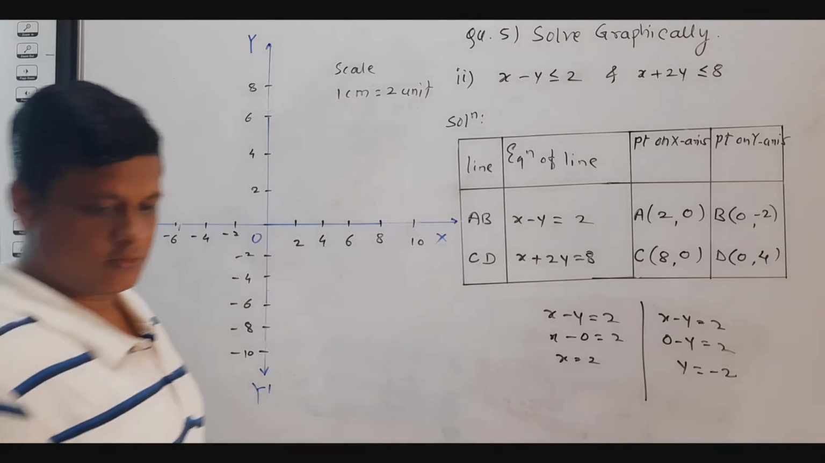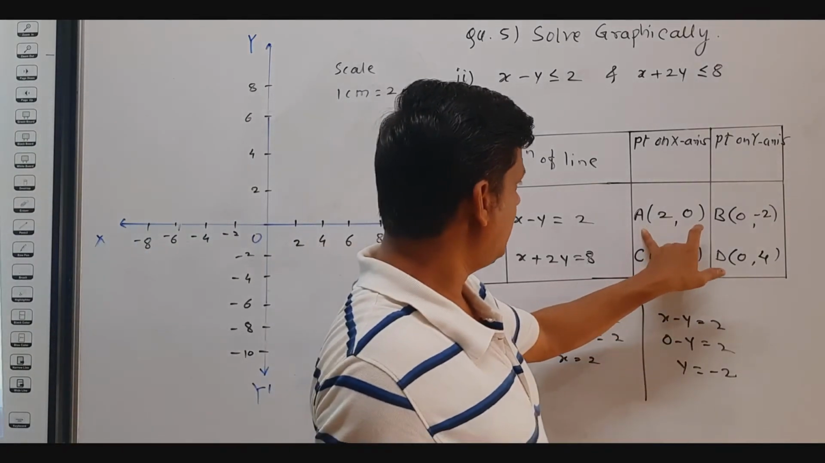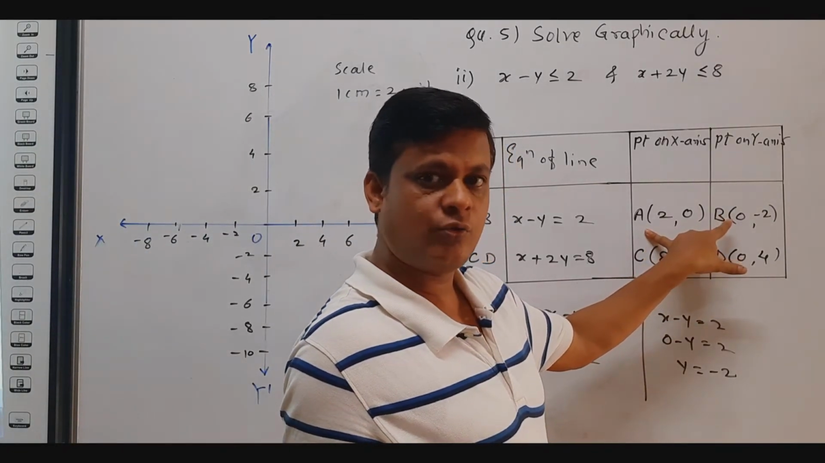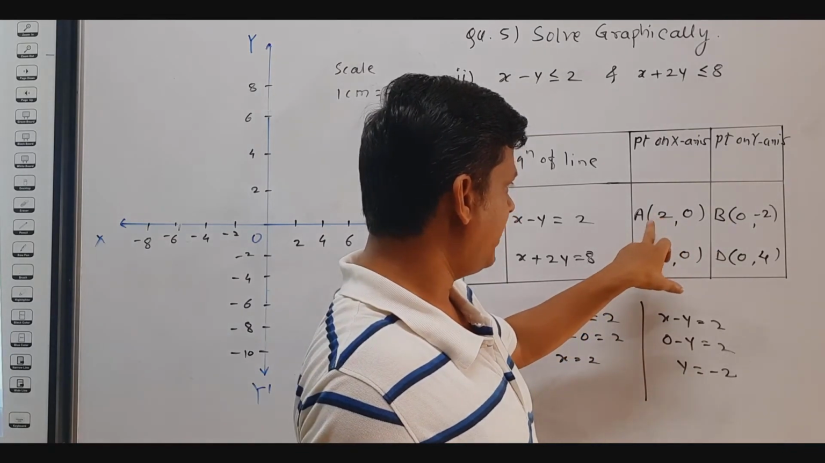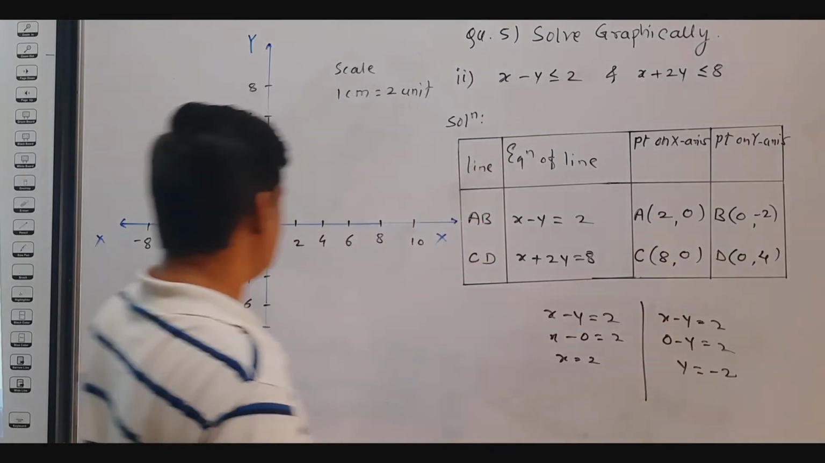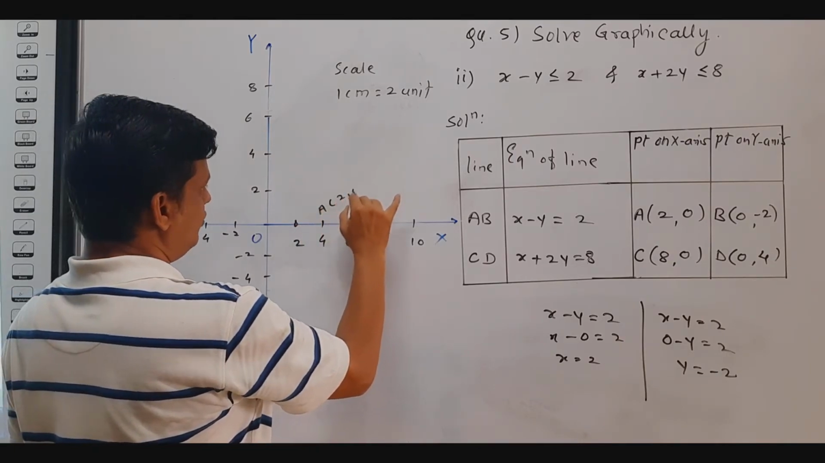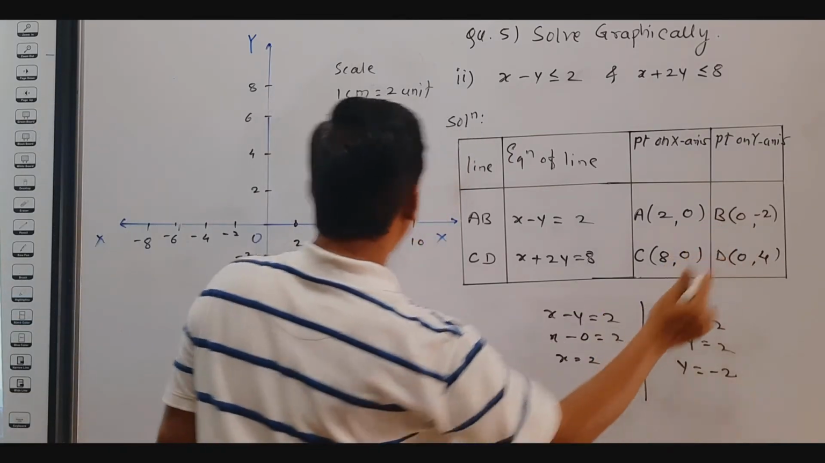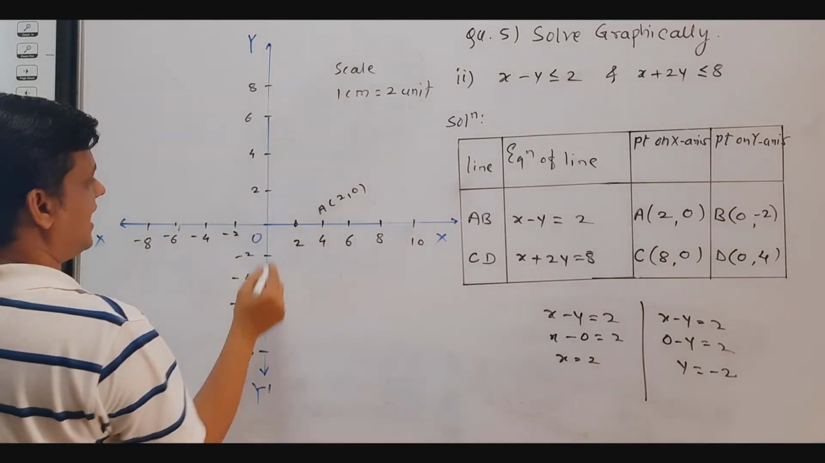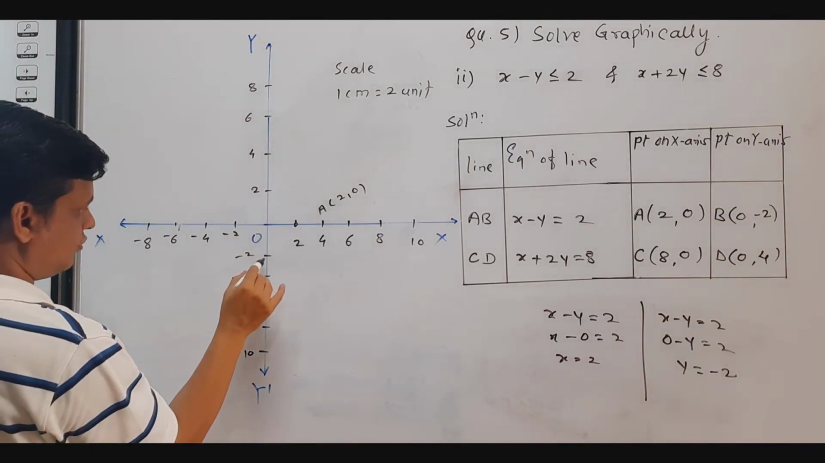Now we have to draw a line passing through these 2 points. So first we plot these 2 points. A is on the x-axis, so this point is here. So A is (2, 0). Point B is on the y-axis, coordinates are (0, minus 2). So point B is here.